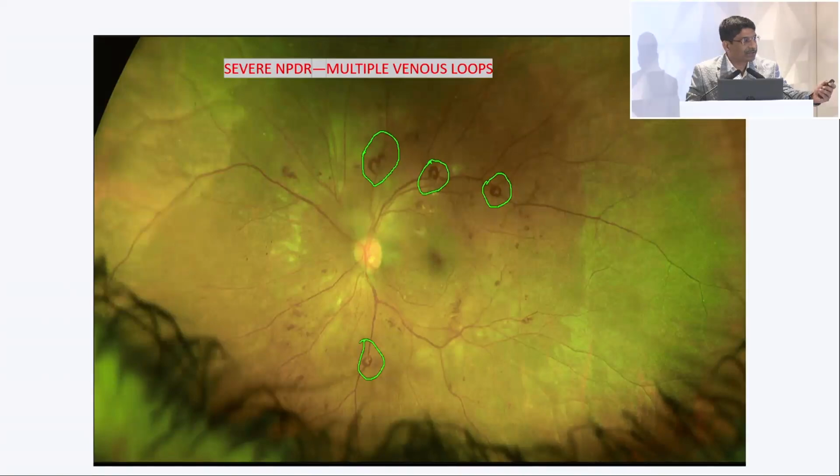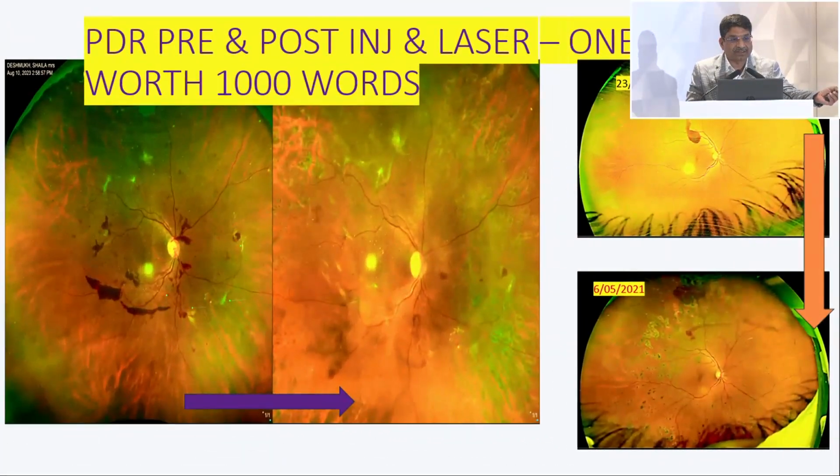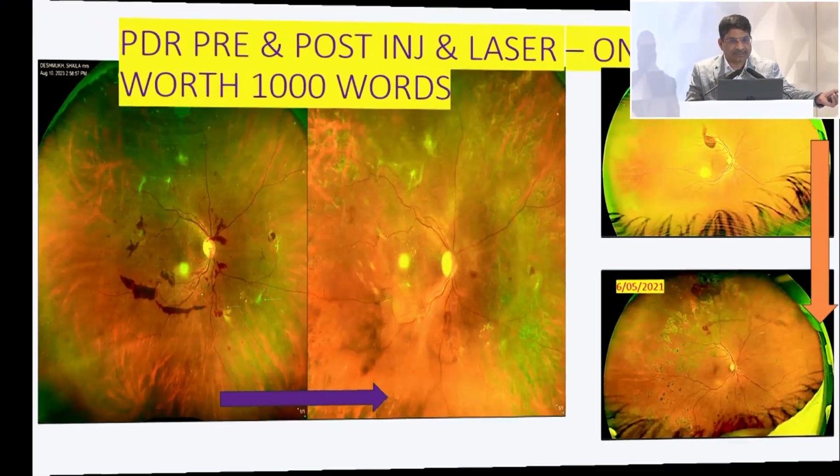And these are the cases where ultra-wide field photography alone can show such multiple venous loops. Otherwise, this was not seen in your fellowship either. So you know the aggressive management in such cases. For the PDR cases, pre-treatment and post-treatment photographs will convince the patient. It is said that one picture is worth a thousand words.